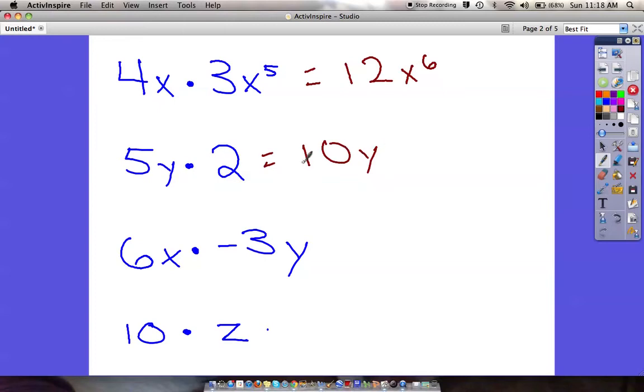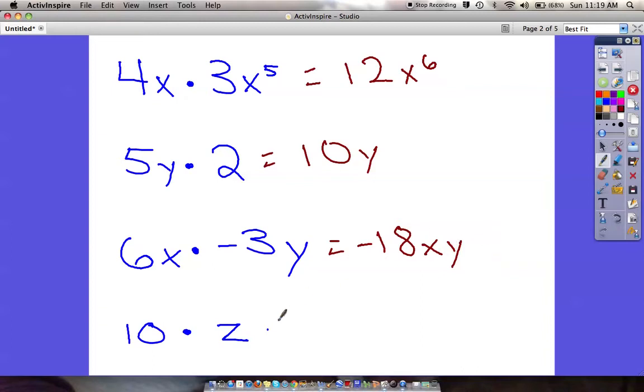Remember, if this was combining, we wouldn't be able to put those together, but since it's multiplying, we can multiply them together. Down here, 6x times negative 3y. 6 times 3 is negative 18, and then x times y, we just put it at the end, xy, just how it looks.